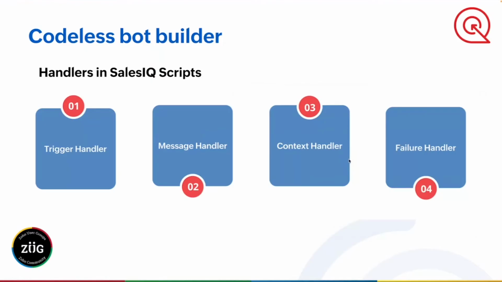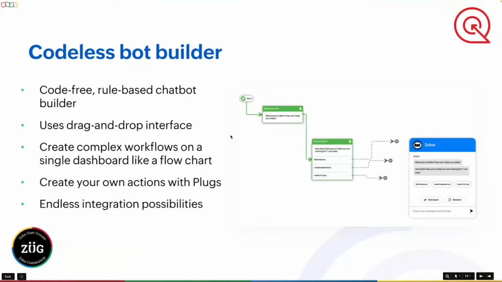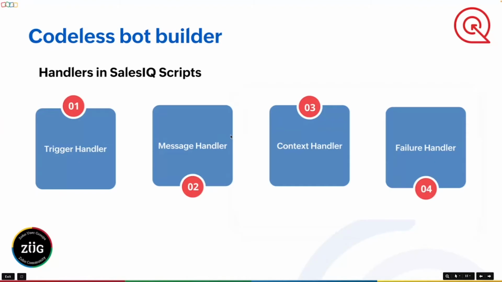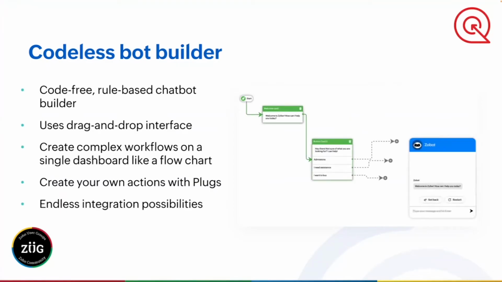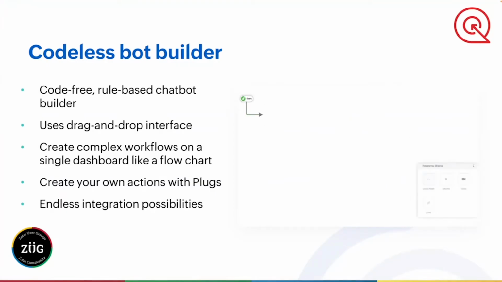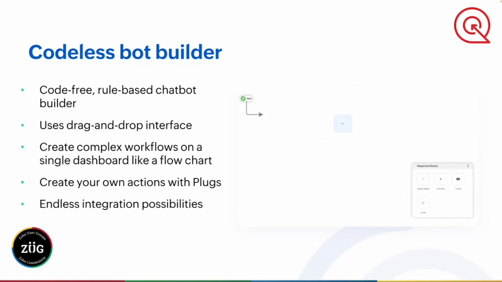Next we have Scripts. If you are someone who loves to write code, we have the SalesIQ Script bot platform where you can use Deluge and write bots. We have 4 different handlers: trigger, message, context, and failure. We will talk about this in brief in the upcoming sessions. The next session is entirely for the Codeless Bot Builder, so if you want to know more about it or how you can use this platform to build bots, I would recommend you to join the next session where we will talk about this platform entirely.